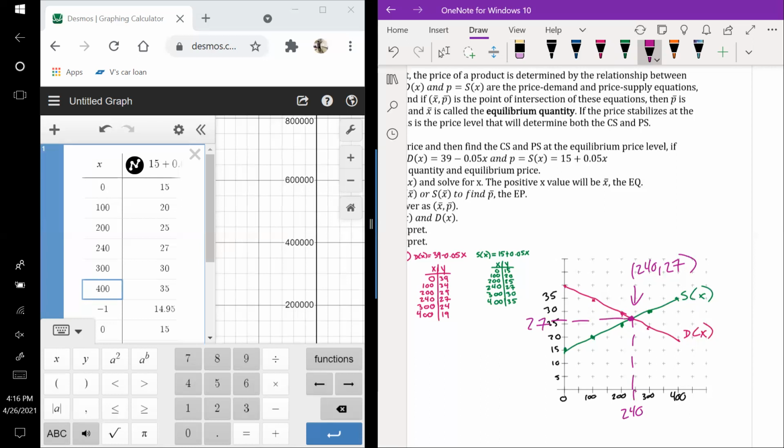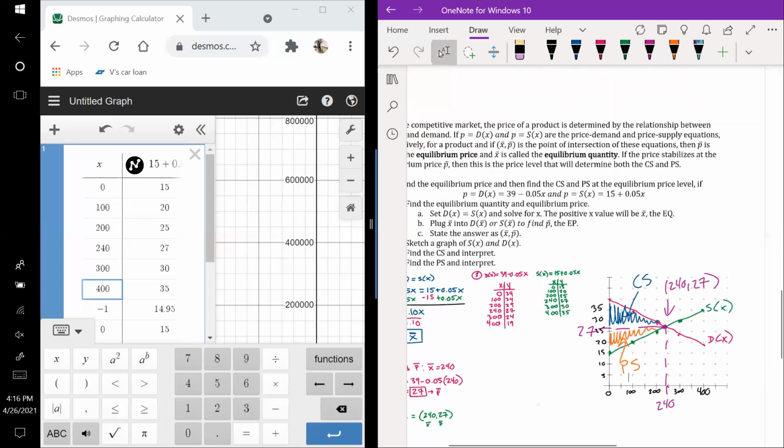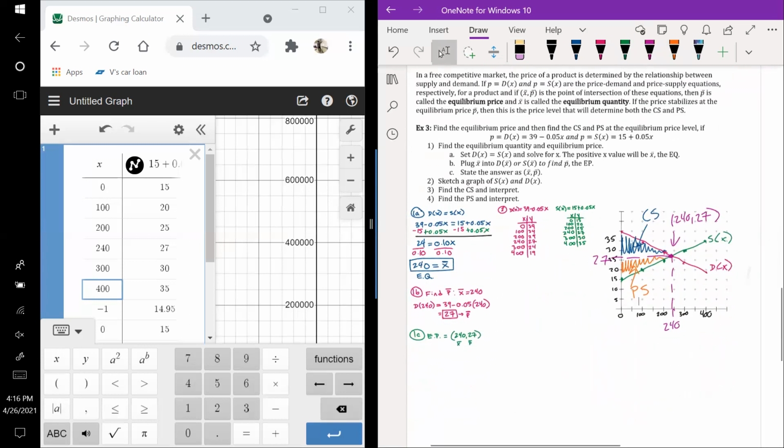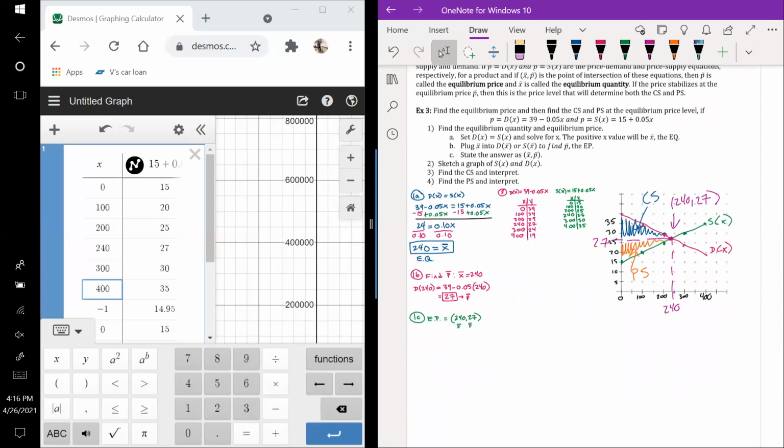And then for our areas, this is going to be consumer surplus. And then this will be producer surplus. Okay, there's our graph. All the fancy colors. And last, 3 and 4: find the consumer surplus and find the producer surplus.